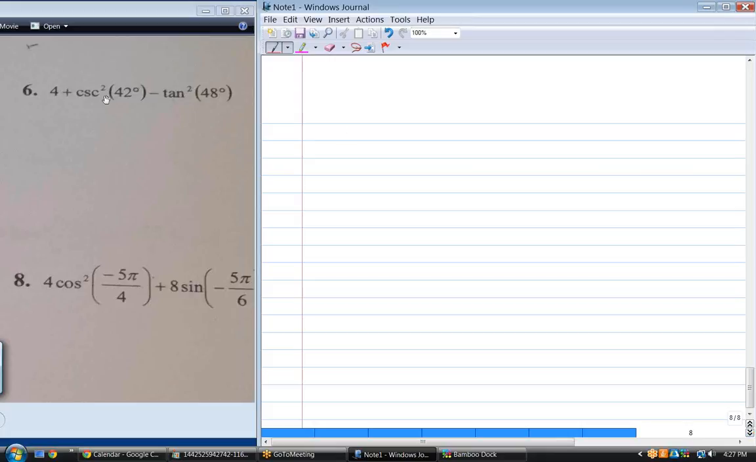What you want to notice about this kind of stuff is, well, 42 is the complement of 48, right? So I can use cofunction properties here. And we're dealing with squares, so we're probably going to have to use trig identities also. So let's begin by listing our trig identities. What's the trig identity that begins this way?